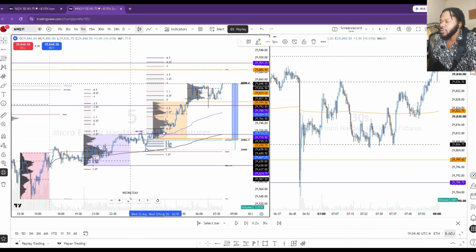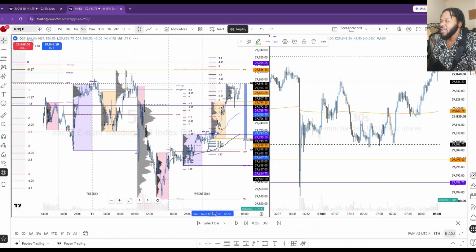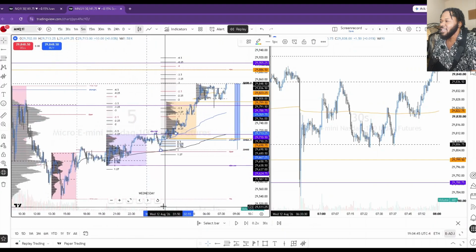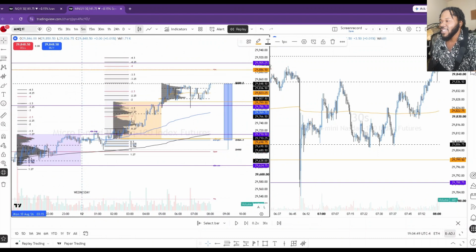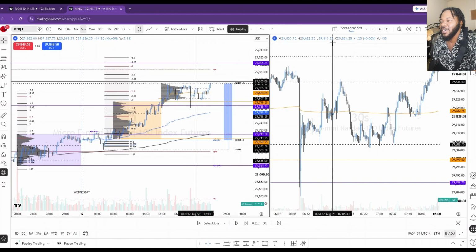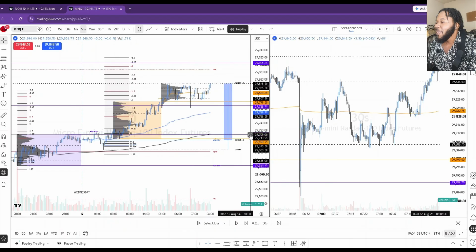What the heck is this? I ain't even gonna lie. What is this? Is this an old drawing? Yeah, it's an old drawing. So what is this? Previous day high. That's not even supposed to be there. That's an old drawing. Excuse me.